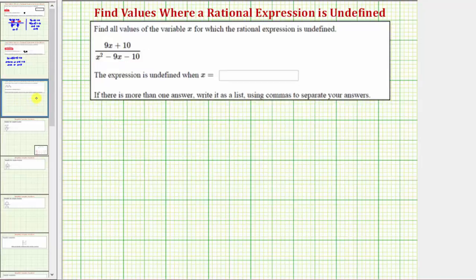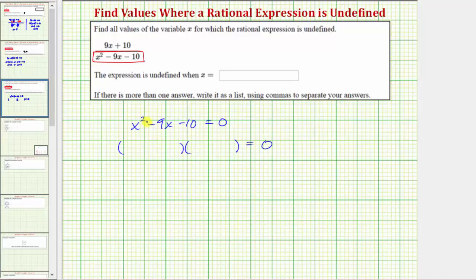And for our last example, the only difference here is the denominator is not in factored form. The rational expression is undefined, meaning we have division by 0 when the quantity x squared minus 9x minus 10 is equal to 0. So the left side factors into 2 binomial factors.